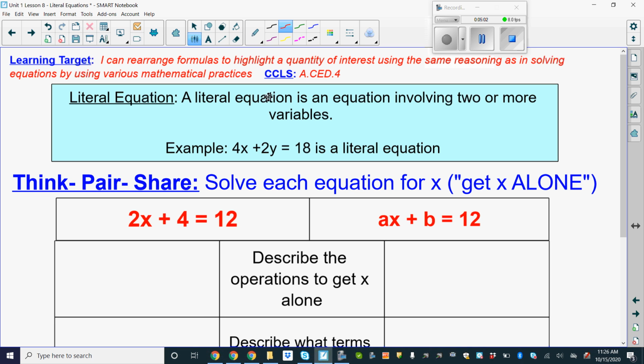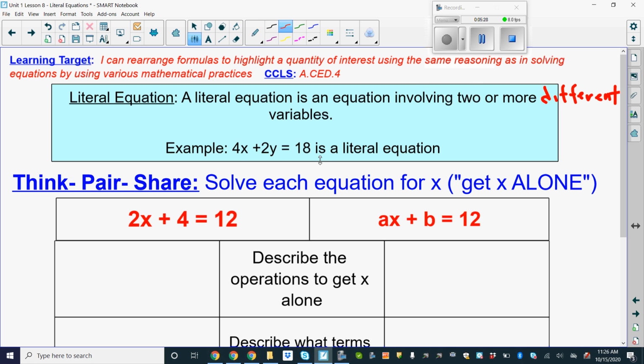Okay, so a literal equation is an equation involving two or more variables. So it has to be two or more different variables, I'm going to add that keyword, different, because we have worked with equations that have had two or more variables, but they were the same. So now they have to have two or more different variables.